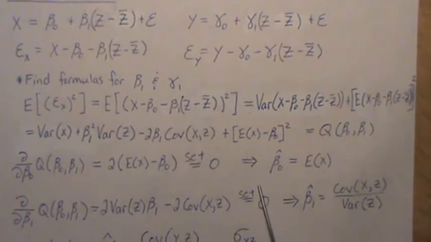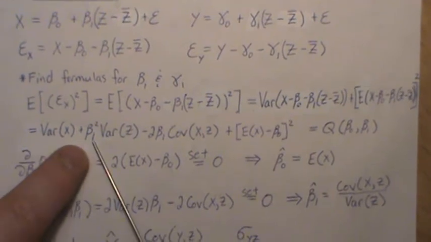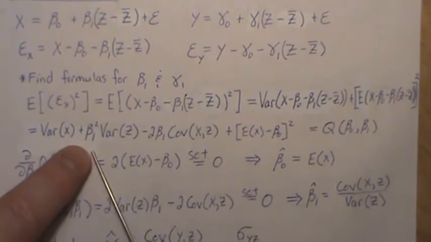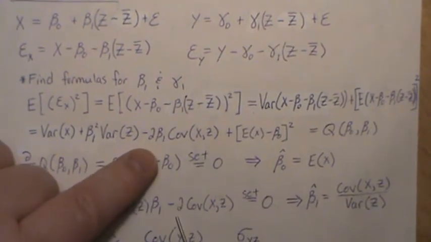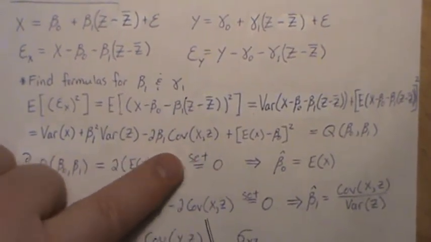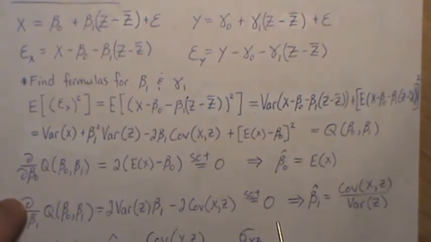Now, we take the partial with respect to beta 1. That's constant, goes away. Here the 2 comes out and the variance, and then subtract the 1. Here we get minus the, and then the covariance. This is constant. Set it to 0.